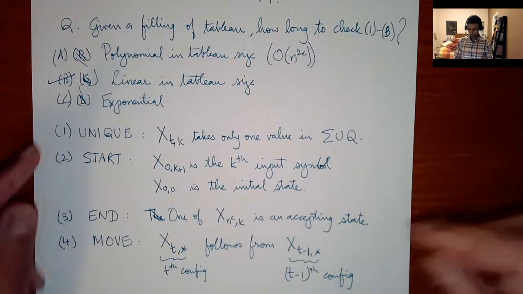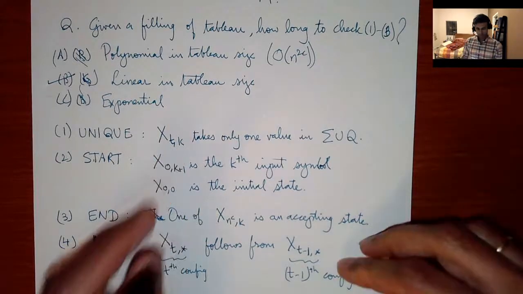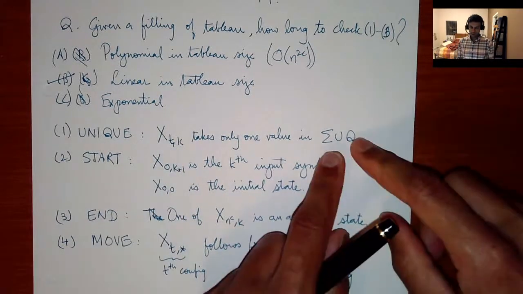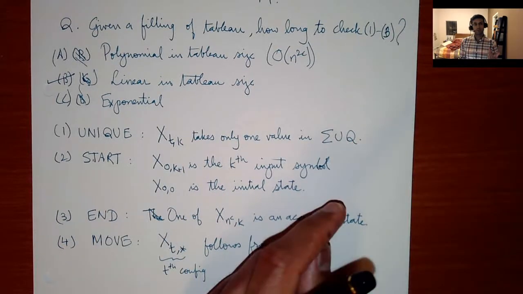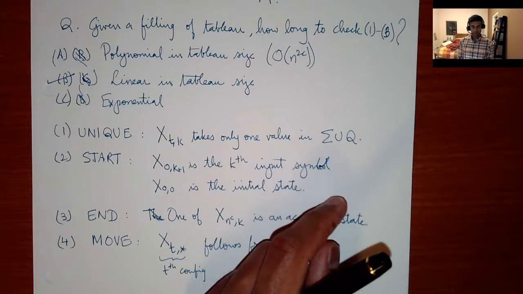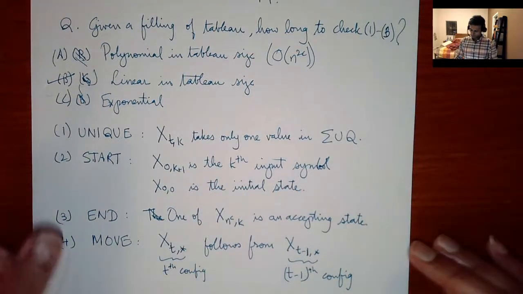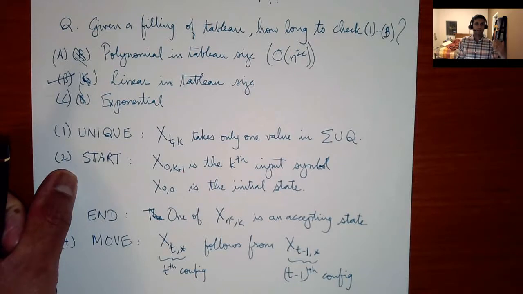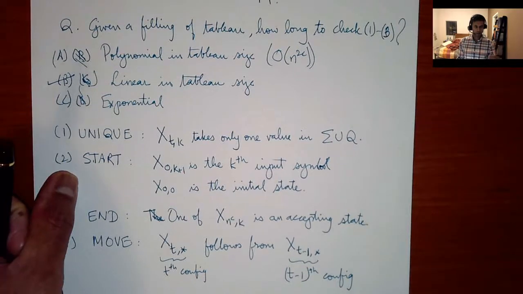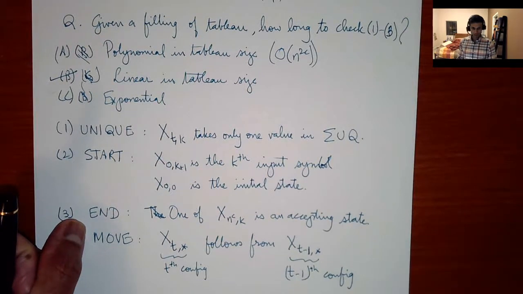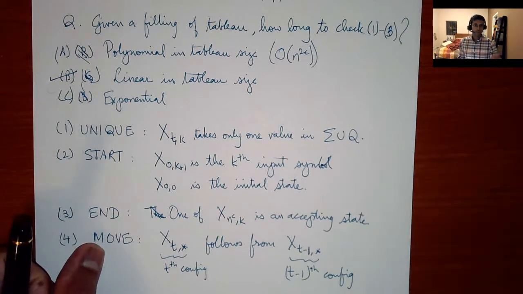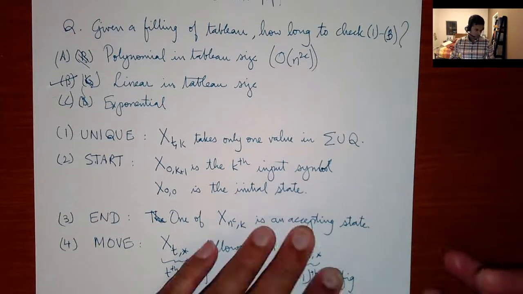Now we said x_t_k is a variable that takes one value, but I want to encode this in binary. I shouldn't say binary, as a Boolean formula. I'm going to encode the fact that the start has to be the input configuration, the end needs to be an accepting state, and the fact that moves follow according to the transition rules. Okay, so now I'm going to describe how that is done.